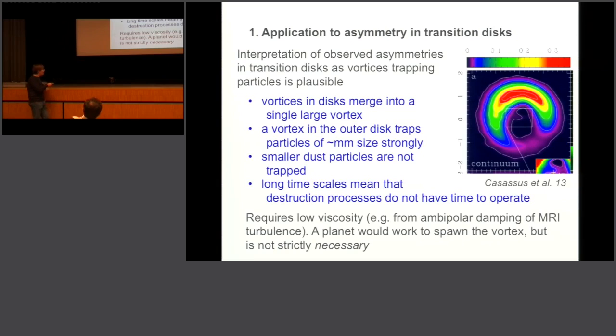Now, what it does require, however, is low viscosity. Okay? If the viscosity was an alpha of 10 to the minus 2, then it would probably be very difficult to form vortices that would then trap the particles. So an alpha of 10 to the minus 3 or even 10 to the minus 4 is a much more favorable circumstance for producing vortices from this kind of planet mechanism. Now that's in fact potentially fine, because as we saw earlier in the week, if we're in the region where ambipolar diffusion is damping the MRI, those low alphas may actually be the natural outcome of MHD processes in that part of the disk. So in principle, that's fine.